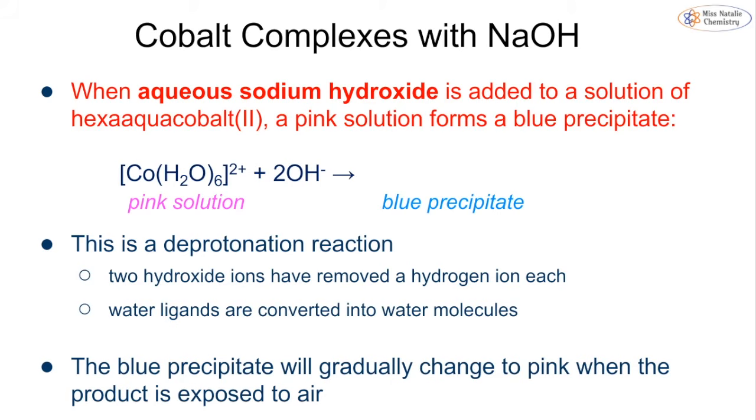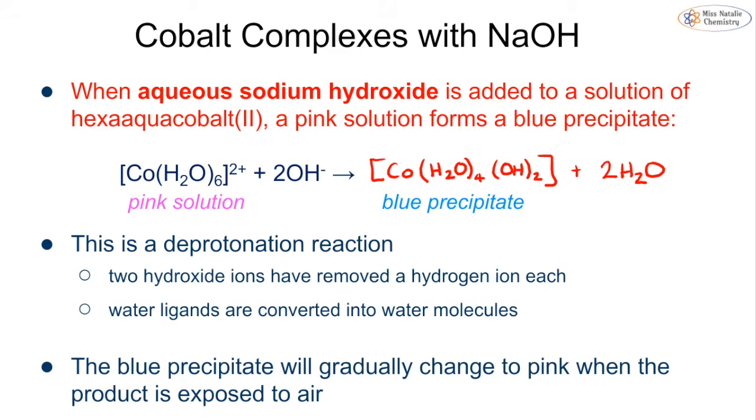So when cobalt reacts with aqueous sodium hydroxide, and it's added to this hexa-aqua cobalt 2, so this hydrated cobalt 2, that pink solution turns into a blue precipitate, where we have the cobalt being bonded to 4 water ligands and then 2 hydroxides because it has lost 2 of the hydrogens in this deprotonation reaction. And we form 2 H2O.